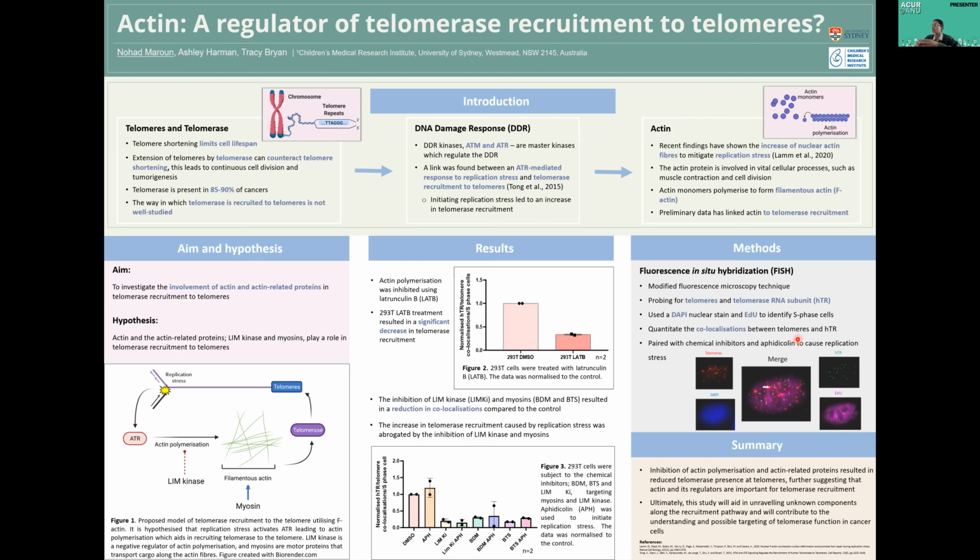So the co-localizations are the events where the telomeres and the HTR overlap. So that indicates the presence of telomerase over telomere. So we combined this FISH with chemical inhibitors against actin polymerization, LIM kinase, and myosin. And we also used aphidicolin to cause replication stress.